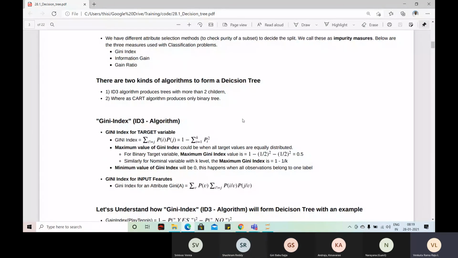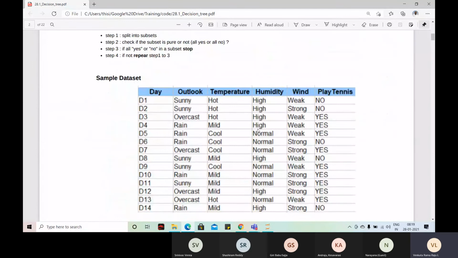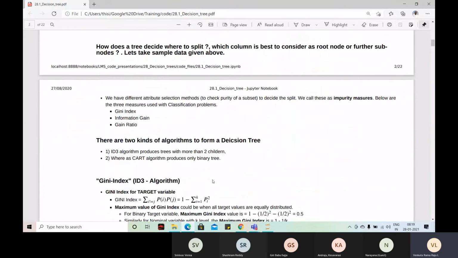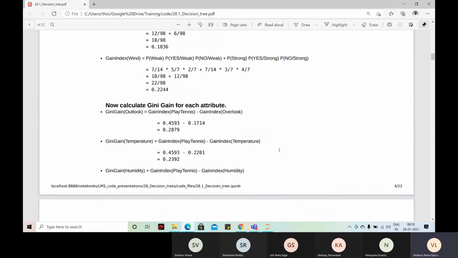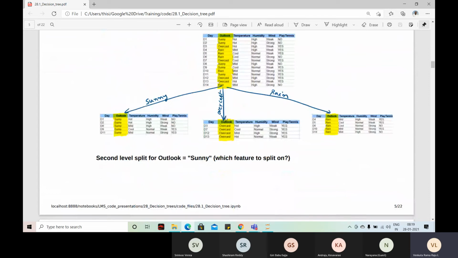Now, to split the data into a tree, there are two approaches. One is ID3 and another is CART. ID3 is an algorithm which does multi-way split like this. CART algorithm does binary split only. CART's condition is going to be outlook is equal to sunny. That's the condition. If yes, it will go in one direction. If no, it will go in another direction.